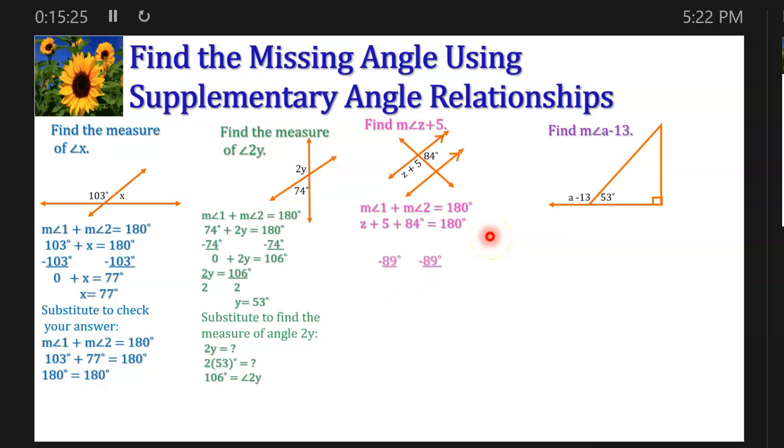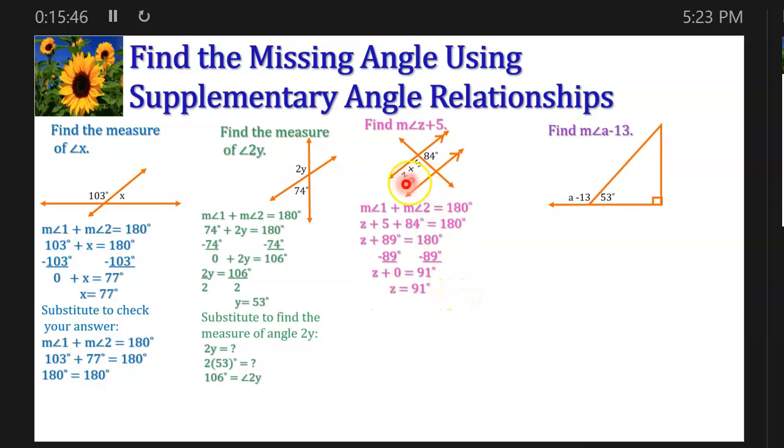Okay, I can combine my like terms. When I combine my like terms, I end up with z plus 89, because I could combine the 5 and the 84 together to get this 89. Now subtract your 89 from both sides to cancel that 89 out, and I end up with z equaling 91 degrees.